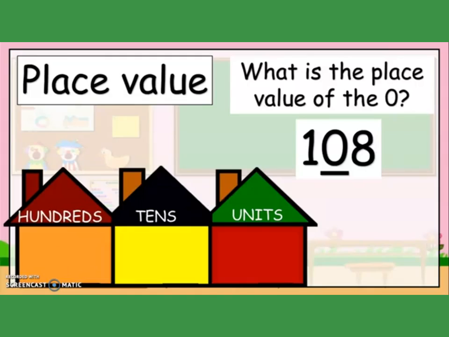Now I'm going to try and catch you out again. What is the place value of a 0? The 0 is worth nothing, but it lives in the tens house. It is a placeholder to tell you that there are no tens. So your answer will be tens. Well done. You are very clever.